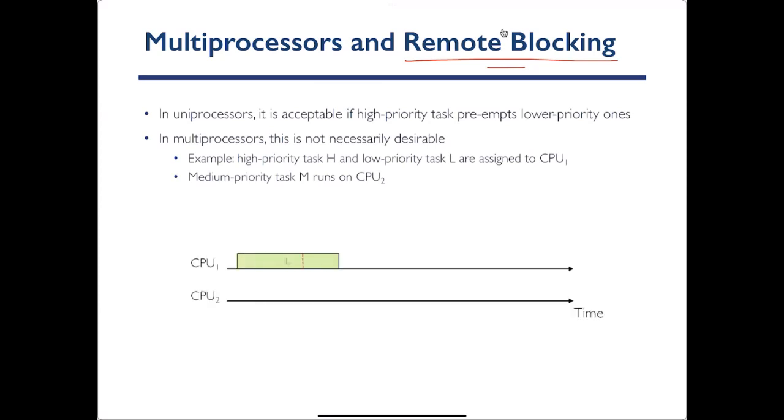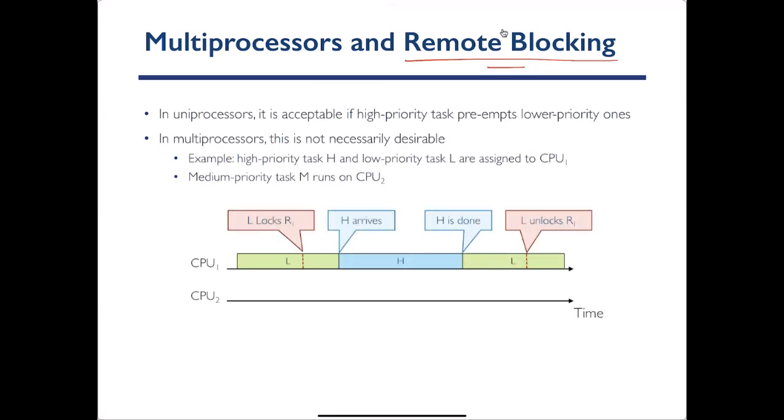So here is the example. Let's say you have two CPUs, CPU1 and CPU2. CPU1 runs two tasks, a low priority task and a high priority task. Now assume that the low priority task locks R1, and then it gets blocked by the high priority task until it gets to run again later on, and then eventually it unlocks R1.